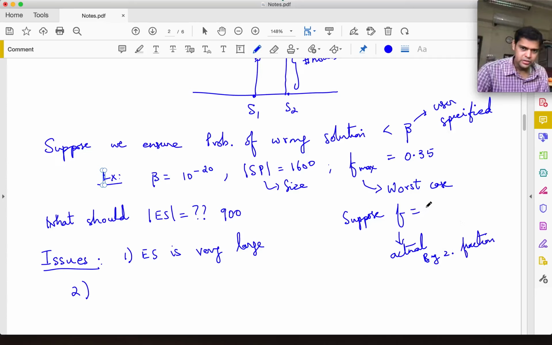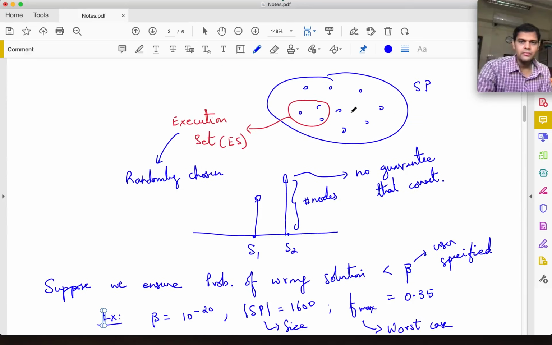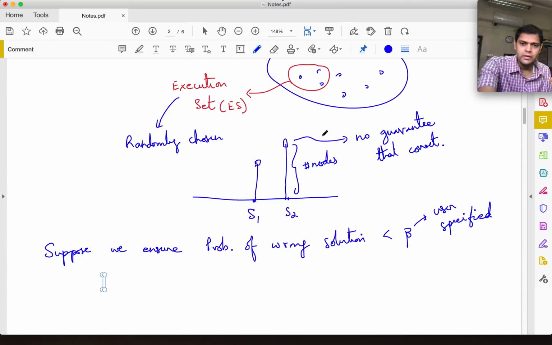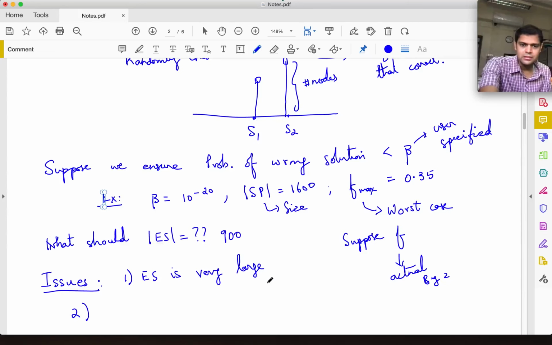So suppose F is actually equal to 0.05. Okay, so then how many nodes would we have to randomly choose in order to create this execution set? Probably very few, maybe 10 nodes would have been enough. The probability that more than 5 nodes out of 10 randomly chosen ones are Byzantine would be very small, right? And since we have designed for the worst case, we had to choose 900, which is really large.